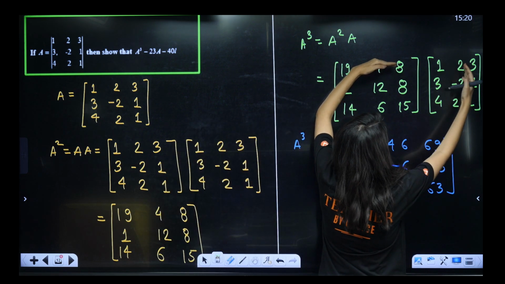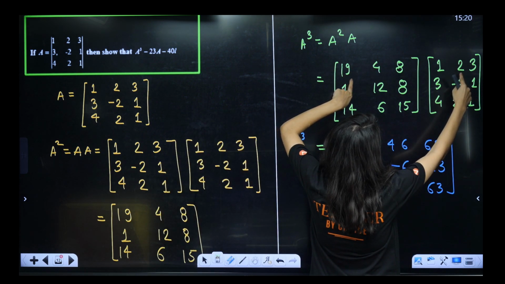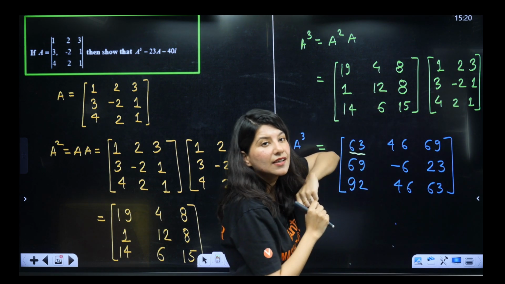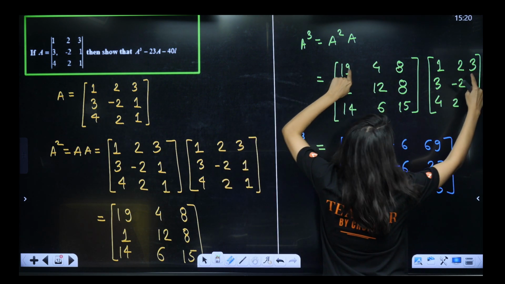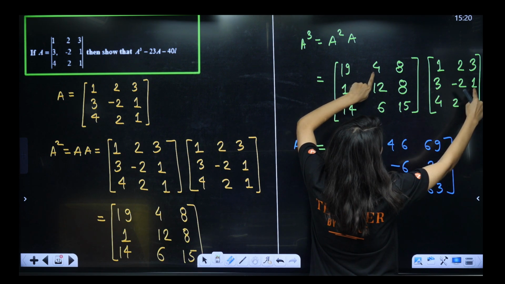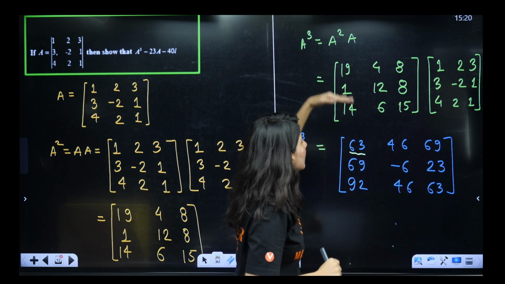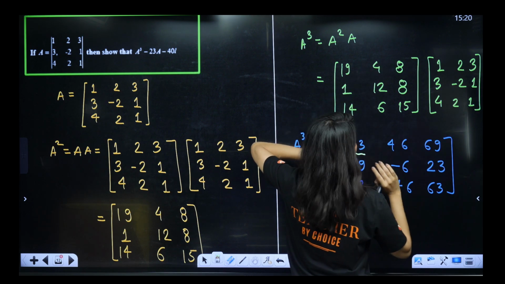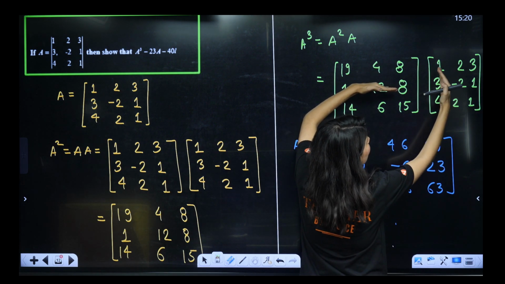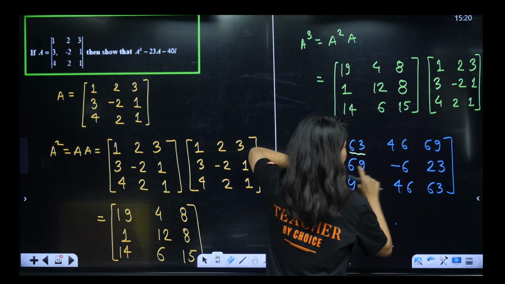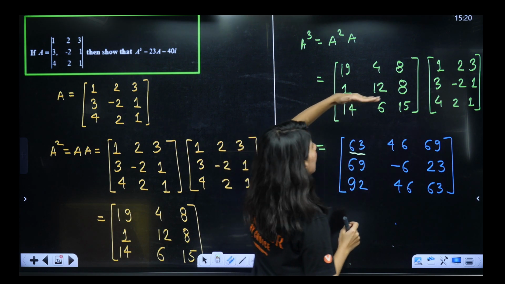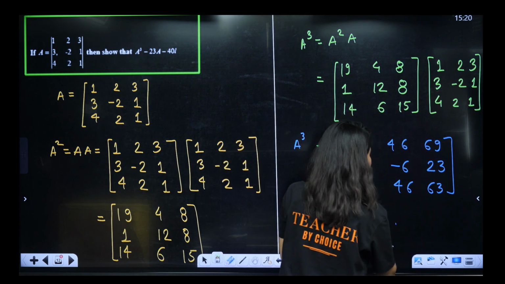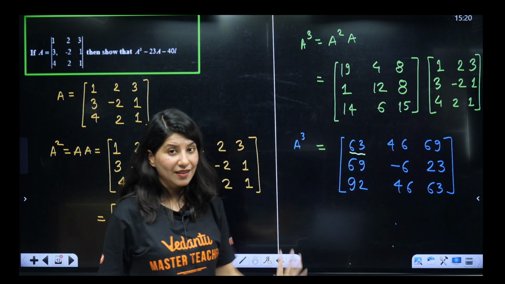Row 1, column 2, 19 2s are 38, minus 8 plus 16, 46. Row 1, column 3, 19 3s are, then 4 1s are, 8 1s are here. So row 1, column 1, row 1, column 2, row 1, column 3. Okay, done. Now row 2. Row 2, column 1, row 2, column 2, row 2, column 3. Second thing you will get. And now row 3, column 1, row 3, column 2, row 3, column 3, last row you will get. This is your A cube.